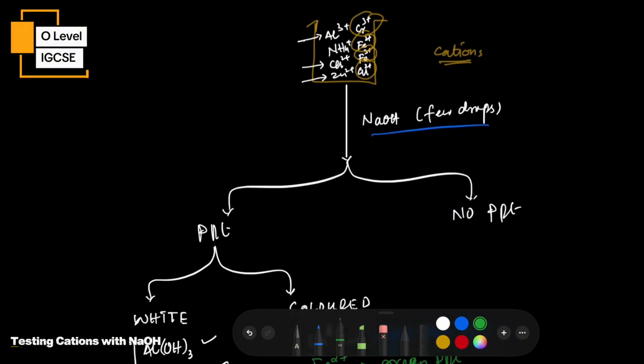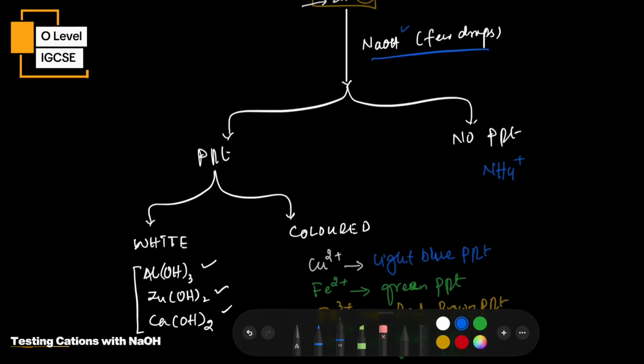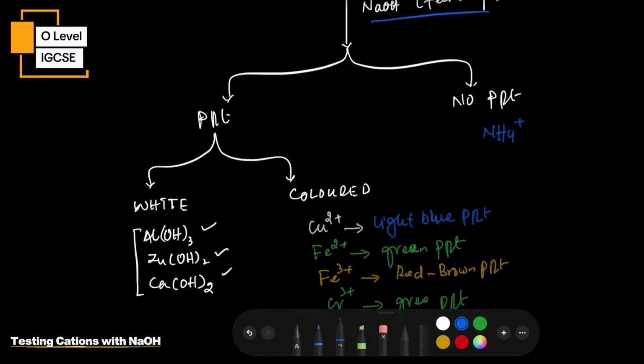Now only one positive ion is left, the ammonium ion. If there is no precipitate, then there is the possibility of NH4 positive ion. As you have added a few drops of NaOH and there is no precipitate, there is a possibility of the presence of NH4 positive ion. If you heat it further, if you warm it, then there will be the expulsion of ammonia gas. Ammonia gas will be produced that turns red litmus paper blue.